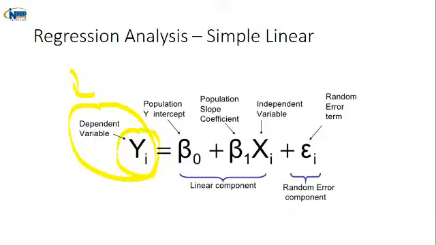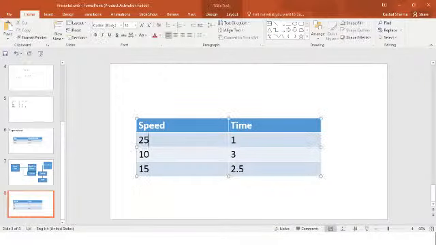For example, if somebody is running with a speed of 25 units, and the time consumed is one hour, then if somebody else is also running with 25 units of speed, that person will also reach in 1 hour. So this is what we are trying to identify for a new person.